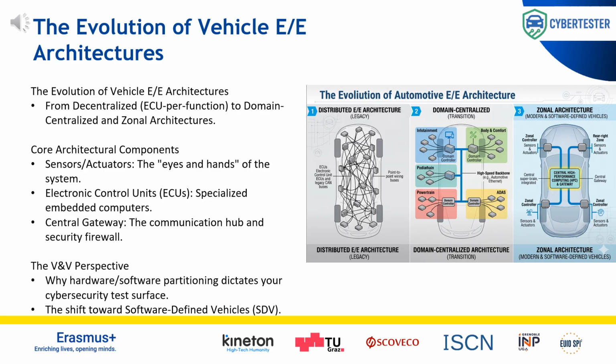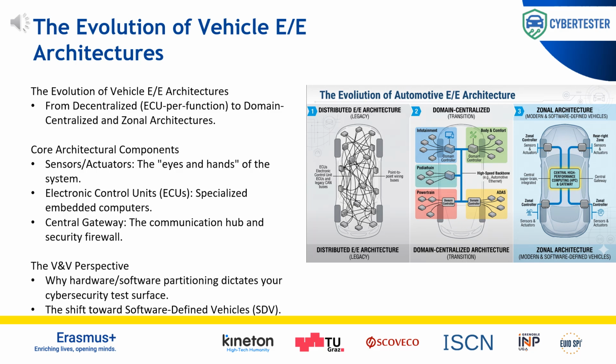In the center, we have domain centralized architectures, where logical functions like powertrain or infotainment related functions share a domain network. It simplified some aspects, but it also introduces other bottlenecks and risks. Finally, on the right is the modern zonal architecture, the foundation of the software-defined vehicle. Now massive computing power is centralized in zonal gateways. They manage everything in their physical area. Notice also the large yellow box in the center of the car. That is the central high-performance computer.